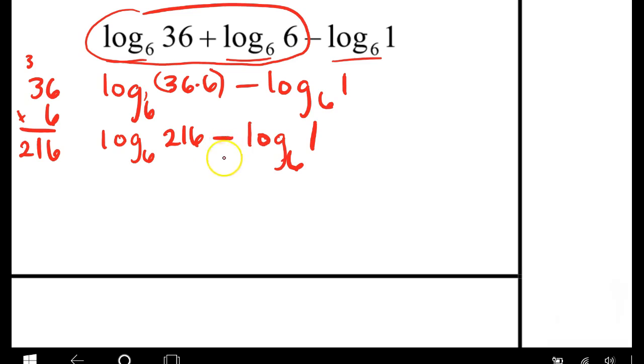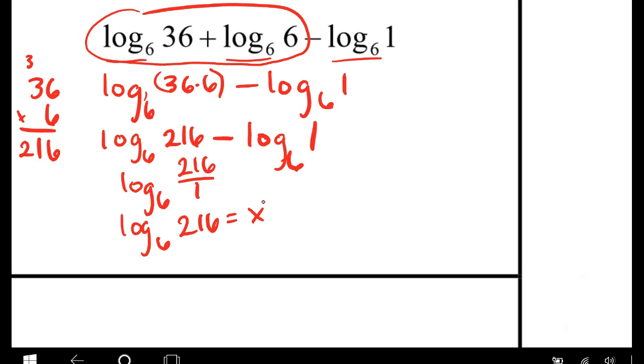Now these two logs are separated by a minus, so let's use the quotient rule. Because remember, if it's minus, we use the quotient rule, which means we take the first number, 216, and set it over the second number, which is 1. But of course, if I divide by 1, it's just going to be the same number. So it's equal to log base 6 of 216. And now again, this is equal to some number.